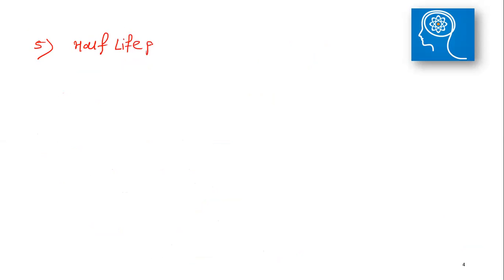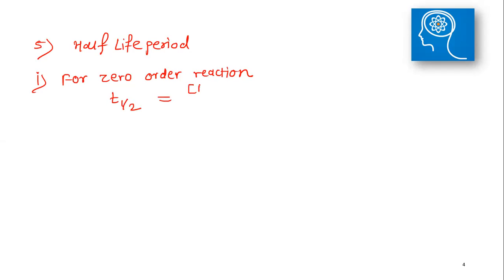Half-life period. Okay. So what is the half-life period for a zero order reaction? Here also we will take it for zero and first order. So for zero order reaction, t half is equal to half-life, t half is equal to concentration of A0, that is initial concentration, upon twice K. Okay, this is for zero order reaction.